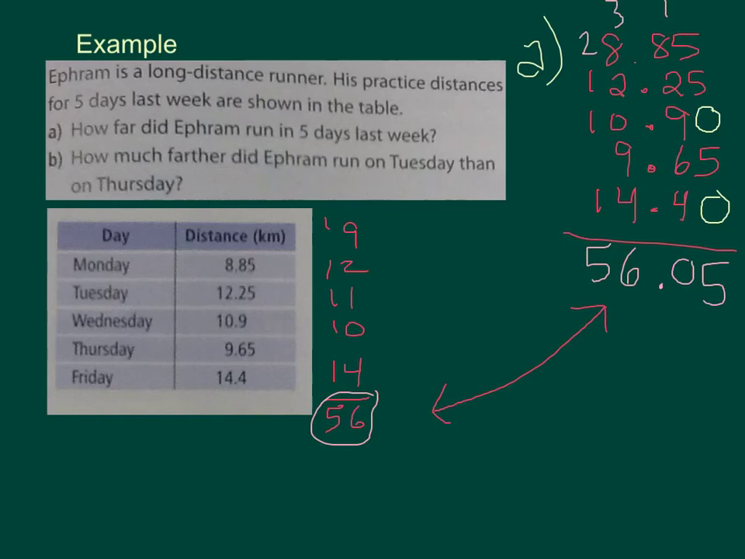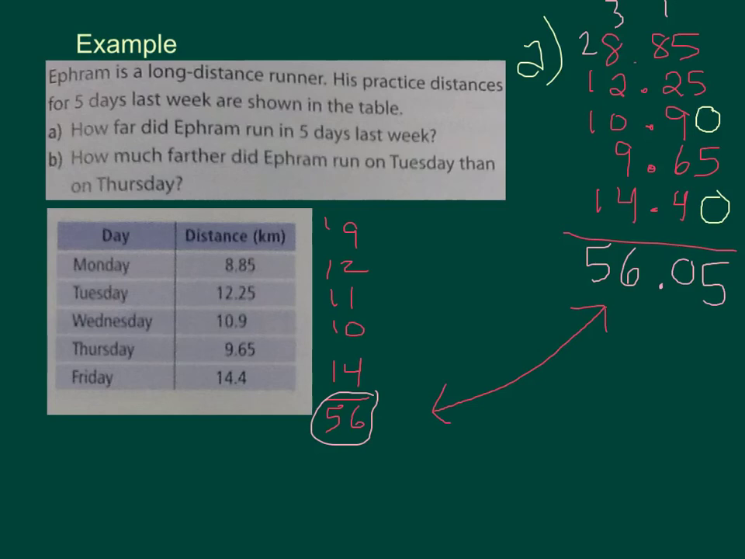And just really quickly, I'm not going to write it out, but the other way that your textbook explains that you can add numbers with decimals is you just add the numbers without any decimal spaces. So I would just add, for example, 885 plus 1,225 plus 1,090 plus 965, and so on without the decimal space, and then place the decimal where you think is appropriate based on your first estimation, which ours was 56 here. So that's another way you can do that.